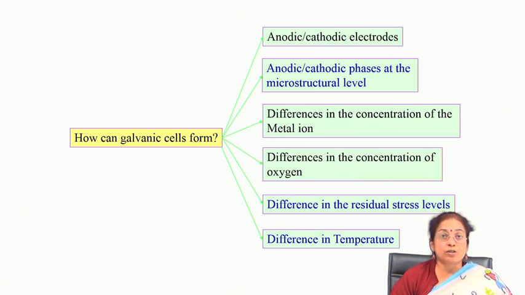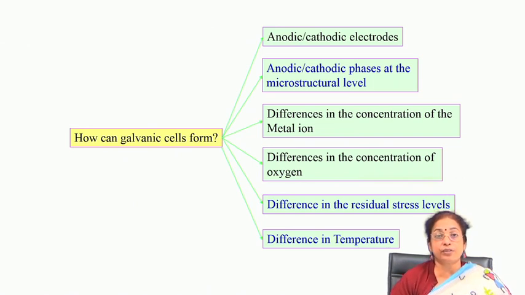When there is a difference in concentration of the metallic ion, the galvanic cell might also form. A difference in concentration of oxygen can also cause galvanic cell formation. Another cause is a difference in residual stress level. For example, if one part of a metal is cold worked and another part is recrystallized or annealed, due to the residual stress difference the cold worked site is corroded to a large extent as compared to the annealed site.